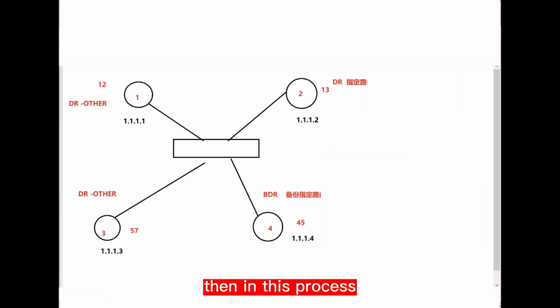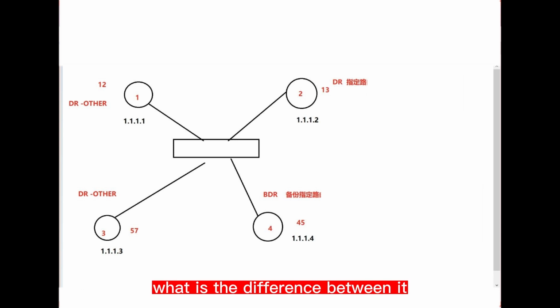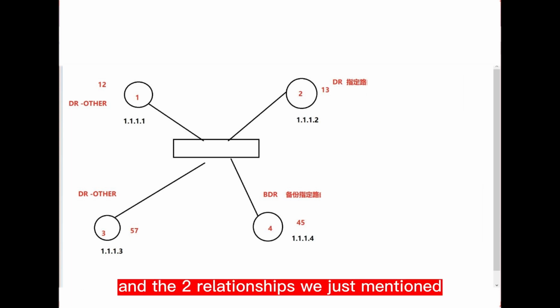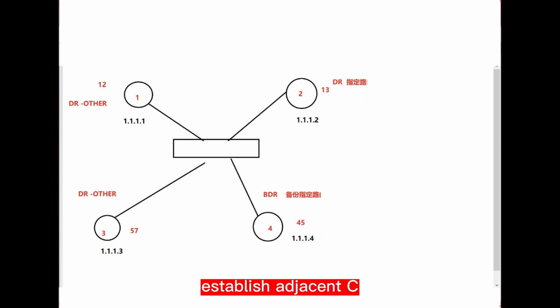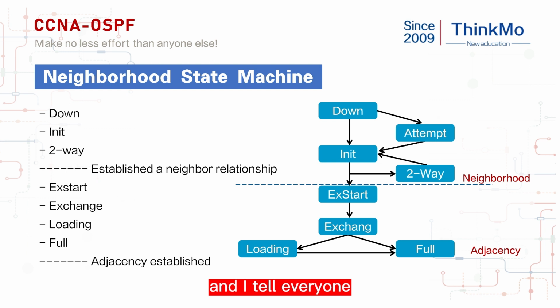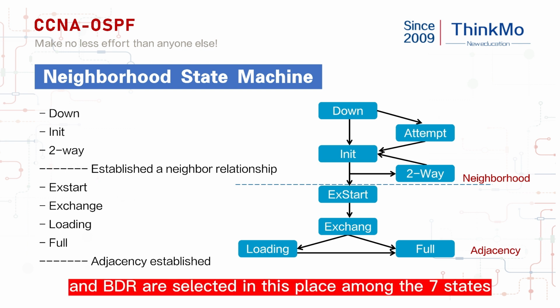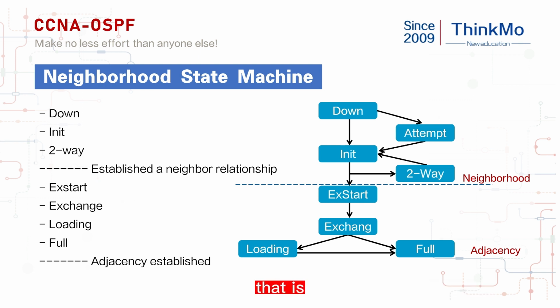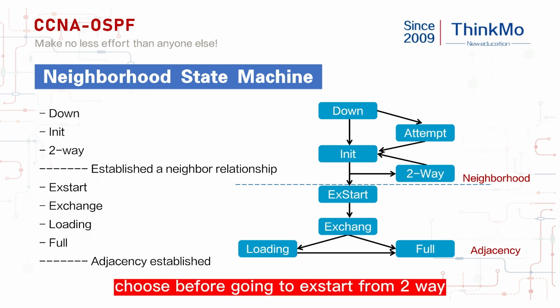Then in this process, what is the difference between it and the 2 relationships we just mentioned? Establish neighbor relationship and establish adjacency. What's the connection? And I tell everyone, DR and BDR are selected in this place among the 7 states. That is, chosen before going to ExStart from 2-way.